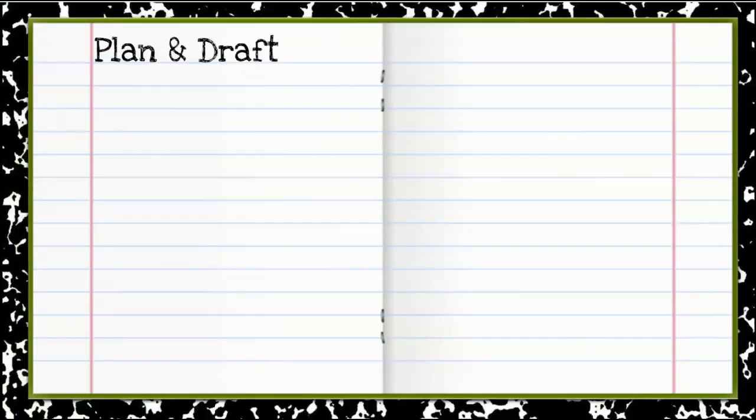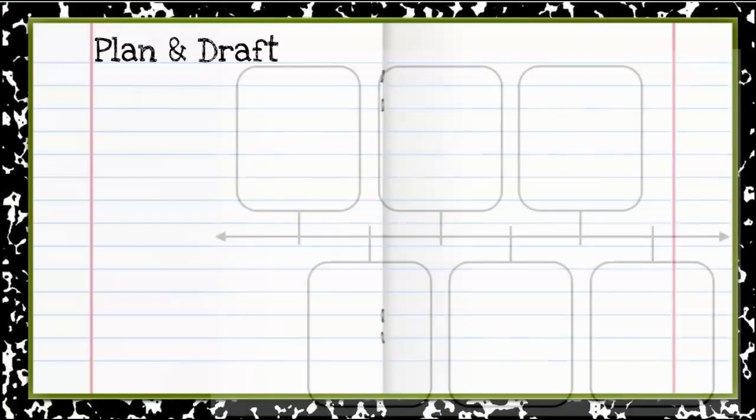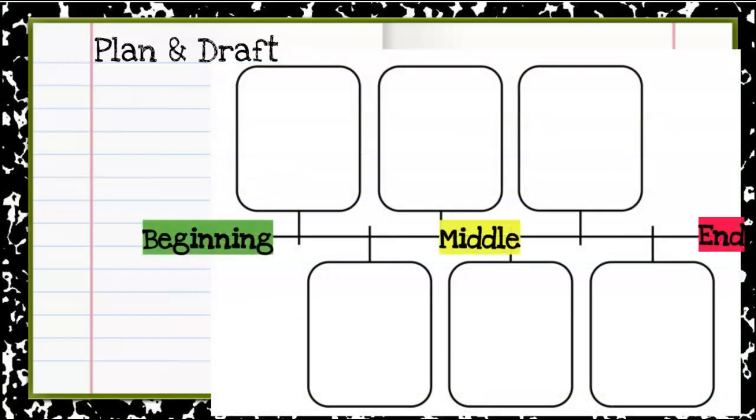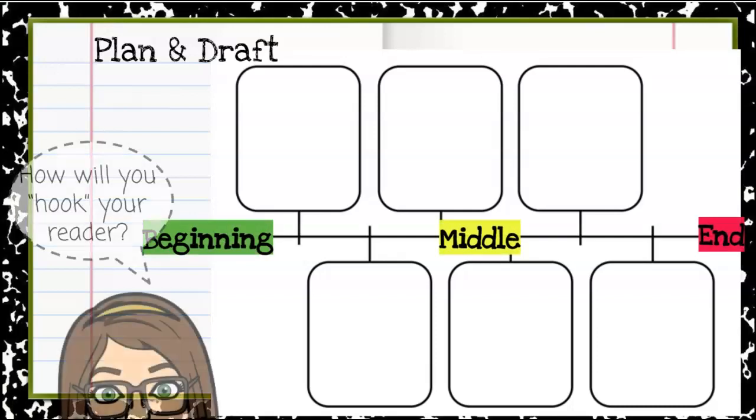So our plan and draft. Well, I still have a little bit more planning to do. I like to use a timeline to move my story along, because in this sense, I can see where the beginning, the middle, and the end are. For my writing, I want to make sure that I hook my reader. How can I hook them? Make them want to read my story.